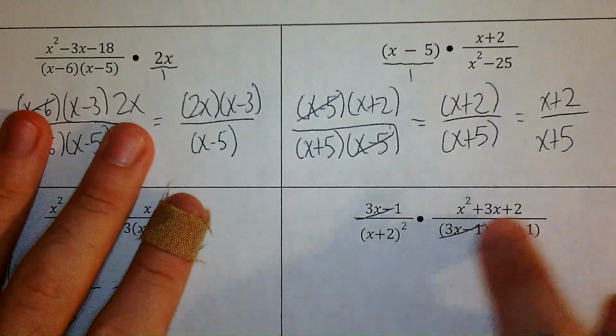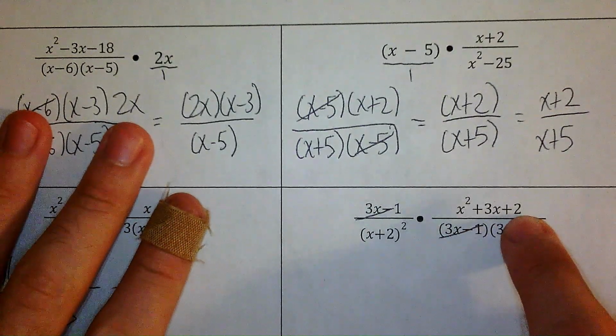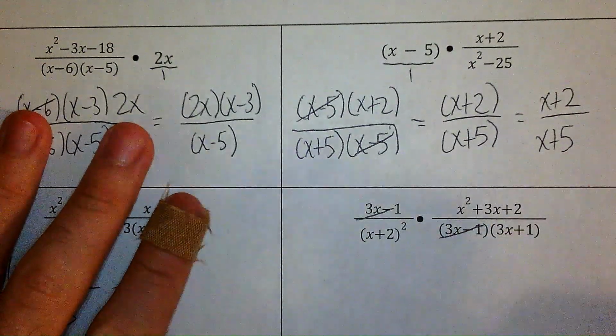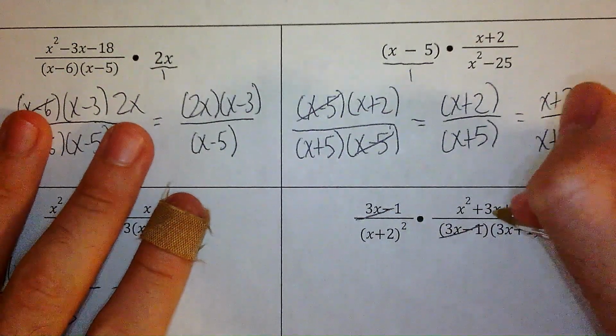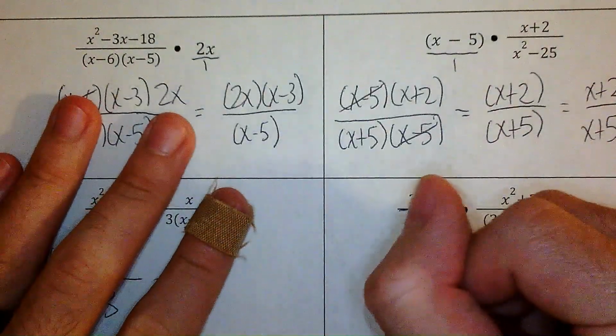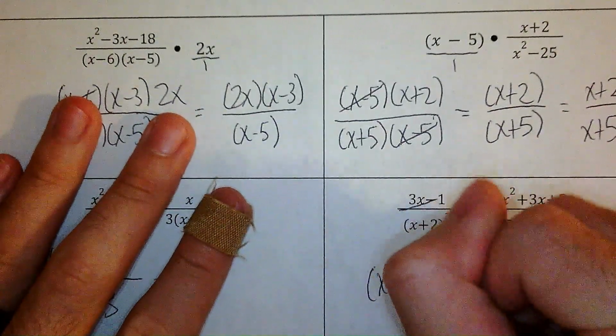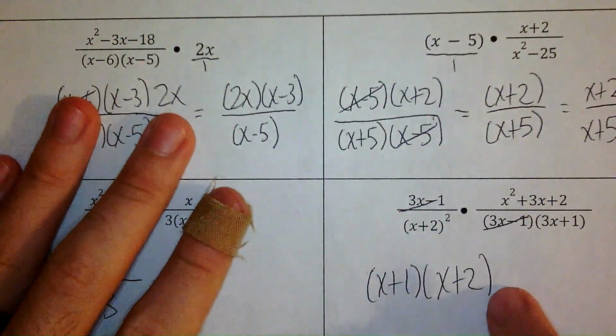Now let's factor this. Look for two numbers that when we add together give us 3, when we multiply together give us 2. That's going to be 1 and 2. So 1 times 2 is 2, and 1 plus 2 is 3. So, works out. So our two factors are going to be x plus 1 and x plus 2.